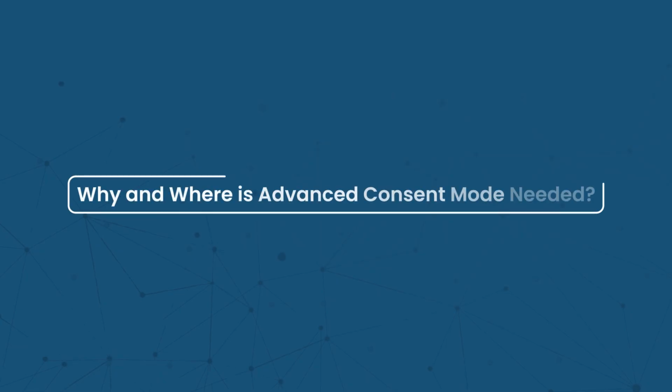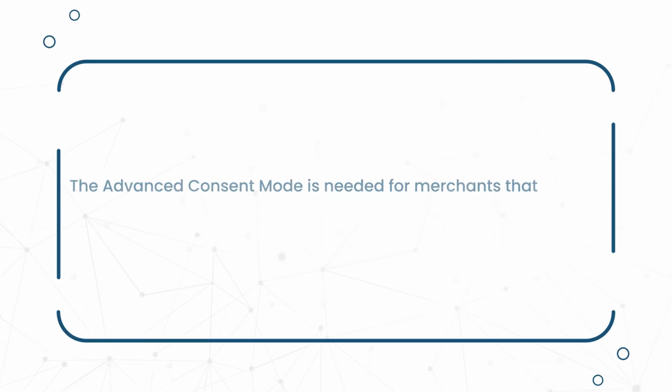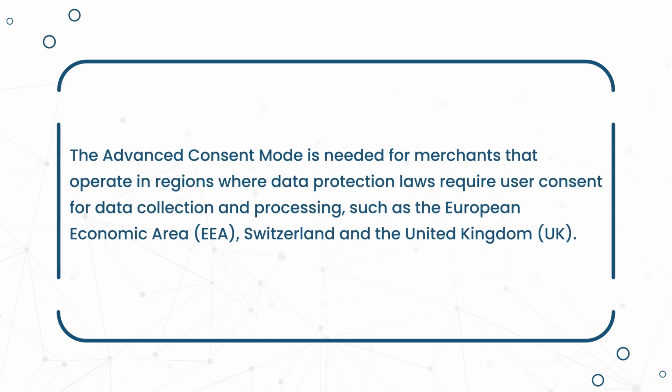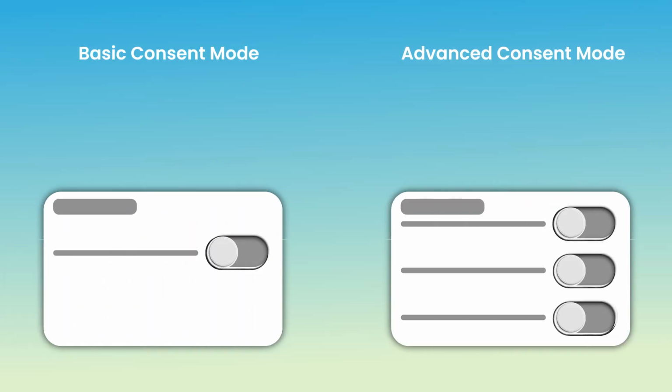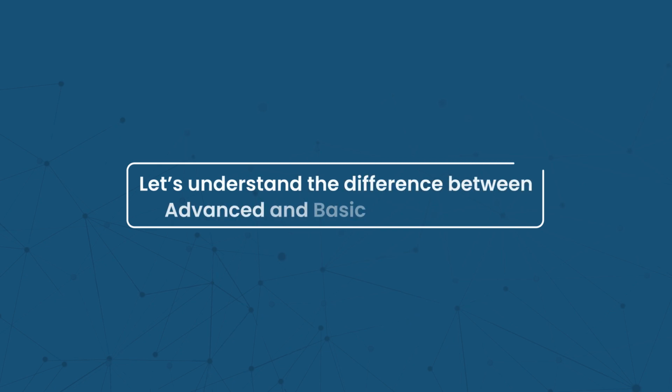Why and where is Advanced Consent Mode needed? The Advanced Consent Mode is needed for merchants that operate in regions where data protection laws require user consent for data collection and processing, such as the European Economic Area, Switzerland, and the United Kingdom. We have two options to set up the consent mode: Basic and Advanced. Let's understand the difference between Advanced and Basic Consent Mode.